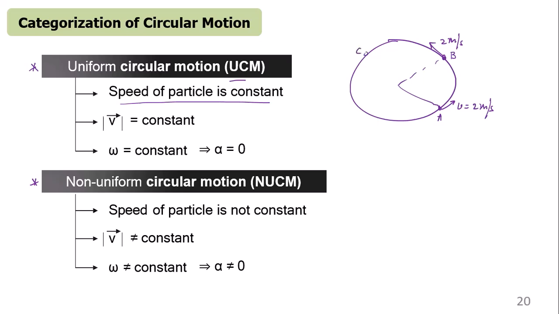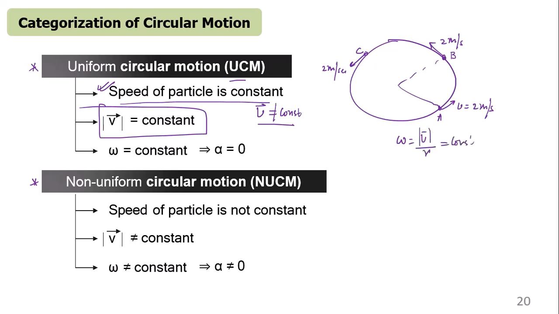At C, the direction is changing, but the velocity is again 2 meter per second. So every time the speed is not changing. The speed of the particle is constant, that means the mod of the V vector is constant. I cannot say the V vector is constant, since its direction changes, but its magnitude is constant. And if the magnitude is constant, then omega, that is equal to mod V divided by R, is also constant.